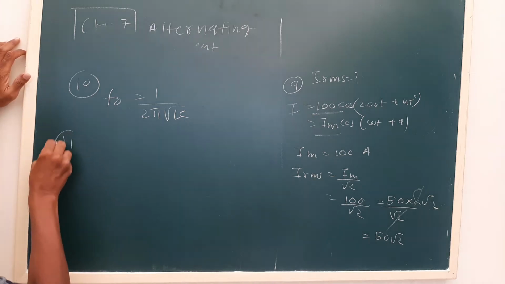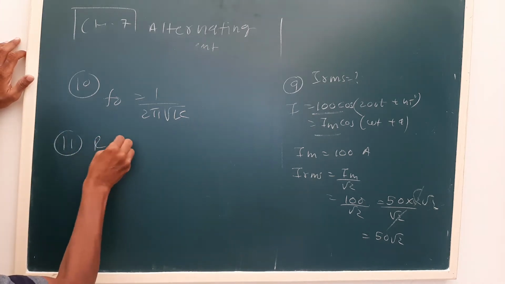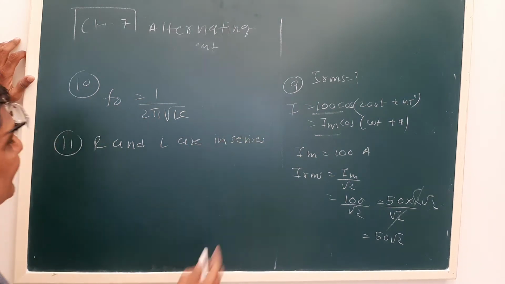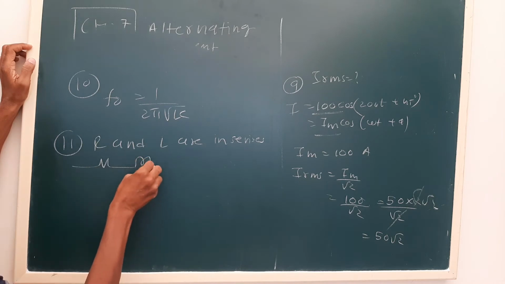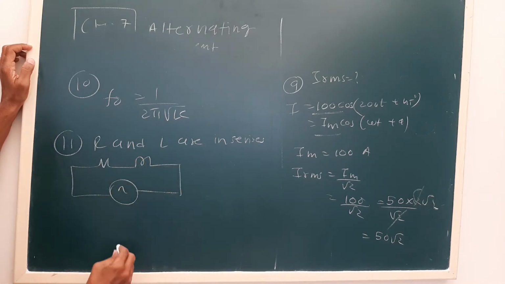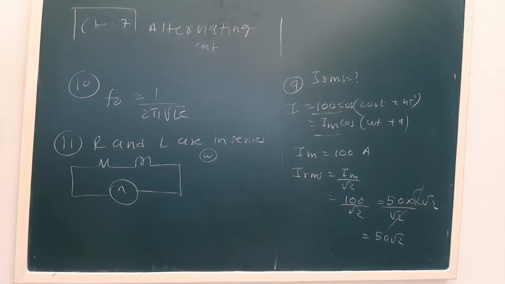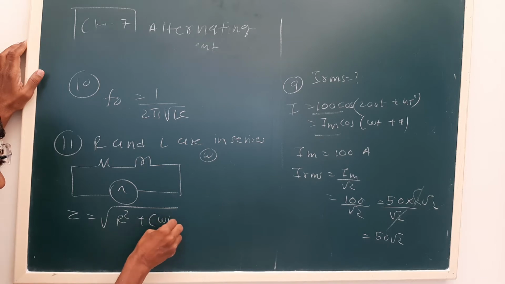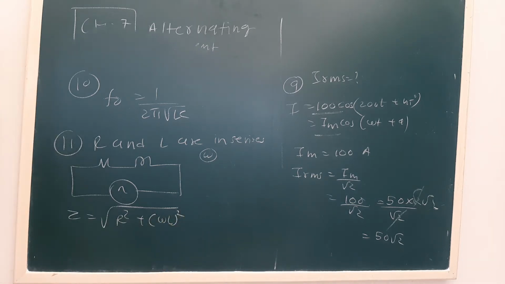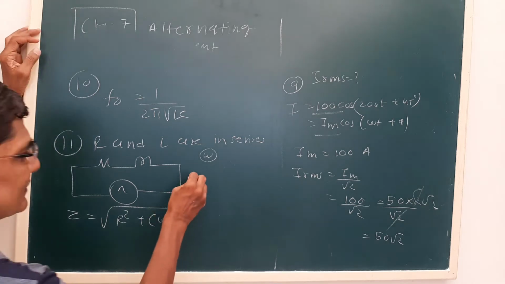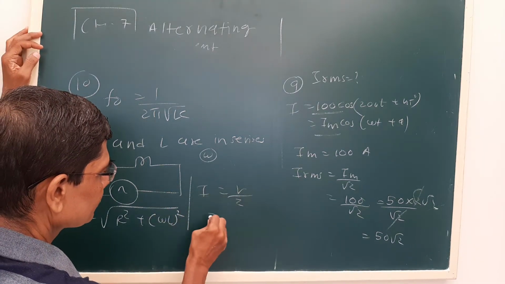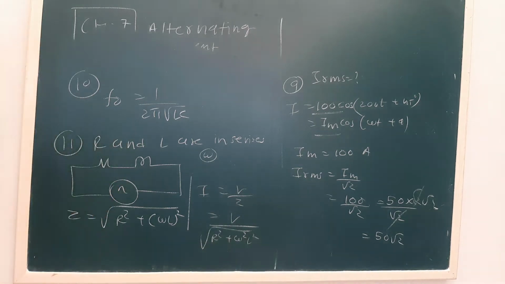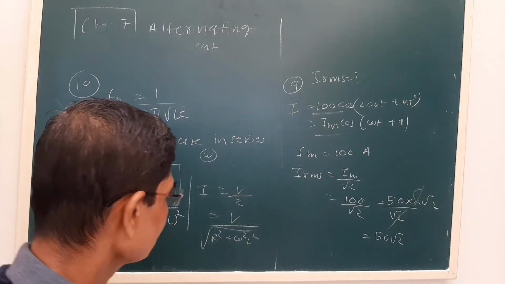Now next is a case of R and L. Okay. Now see, let us say omega is an angular frequency. So what is the impedance? Impedance we can write as root of R square plus omega square L square. And suppose we have to find out the current, then I will be V by Z, V upon root of R square plus omega square L square. So this is how we can solve. Now see the next MCQ.